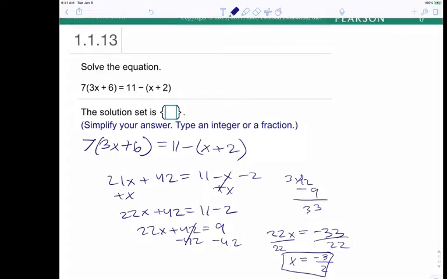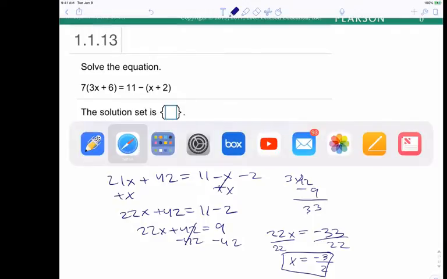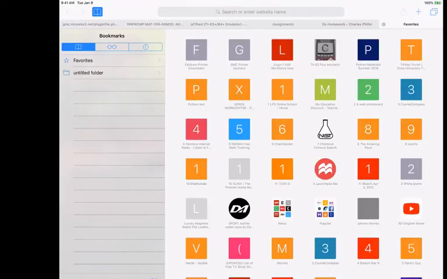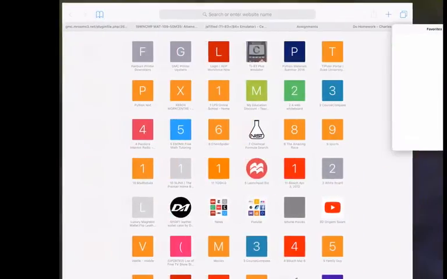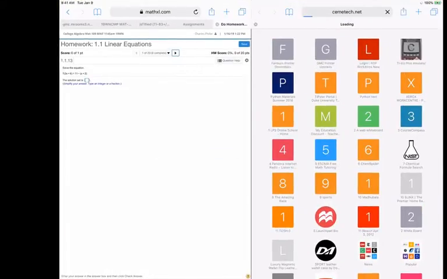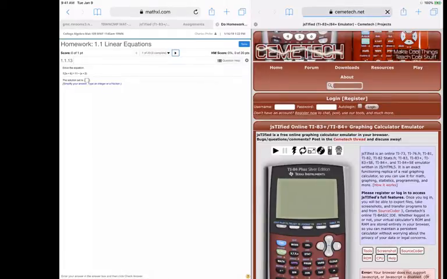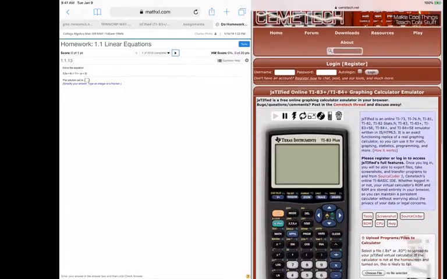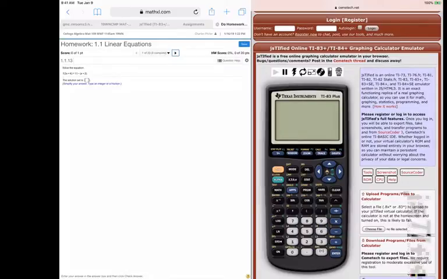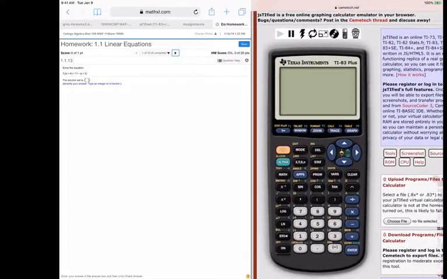Now to check this, I would do the following. We got negative 3 over 2. I would use my calculator. You don't have to use a graphing calculator, but it is a great investment for college because you're going to have to take a few more math classes, and this is going to do all the things you needed to do.